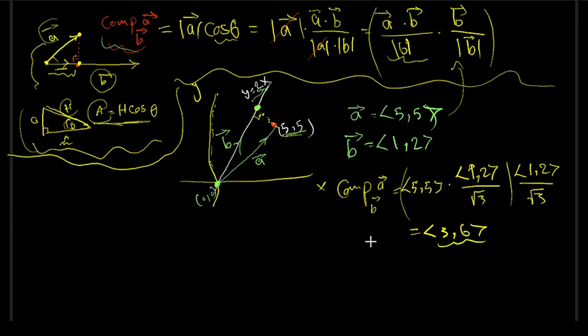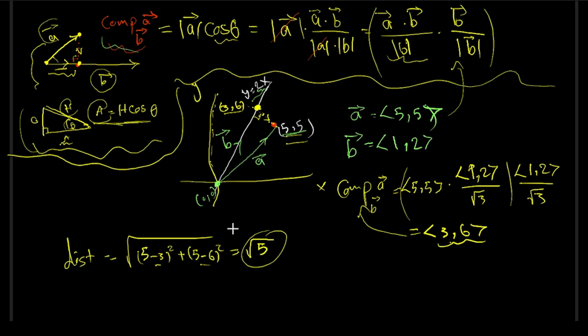Now this vector 3, 6 represents the projection of A on B, which is actually this vector here. This can be a point actually, since we have the origin as 0 and 0. It's easy to see that we now have a point which is 3 and 6. We have the origin point 5 and 5, and I can easily find the distance between them. So the square root of 5 represents the distance between this point and this line.